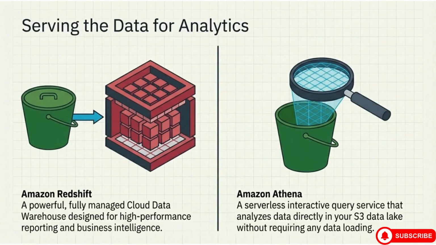Once data has been processed and optimized, analytics services transform raw information into business insights. Amazon Redshift provides a fully managed cloud data warehouse optimized for high-performance reporting and BI dashboards. Amazon Athena enables serverless querying directly on top of S3-based data lakes without requiring data movement. Together, these services power scalable analytics, ad hoc exploration, and enterprise intelligence platforms.